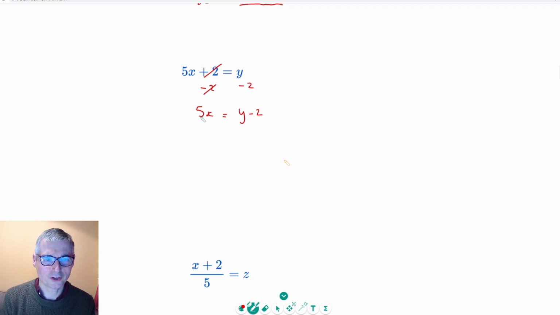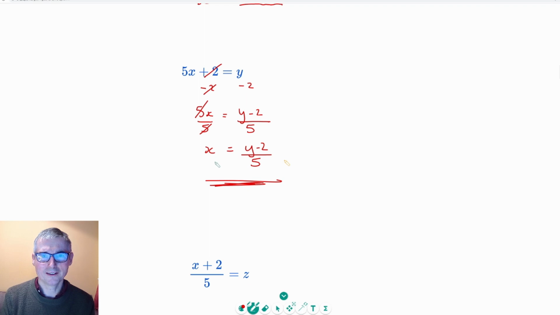The next thing we want to do is get rid of this 5. And the 5 is multiplying the x. So what we're going to have to do is divide by 5. I'm going to divide by 5 there, because that would cancel with the 5. But because I've done it on the left hand side of the equals, I've also got to do it on the right hand side. So that leaves me with x on the left and y minus 2 over 5 on the right. And we've done that as well because we've now got x on its own.